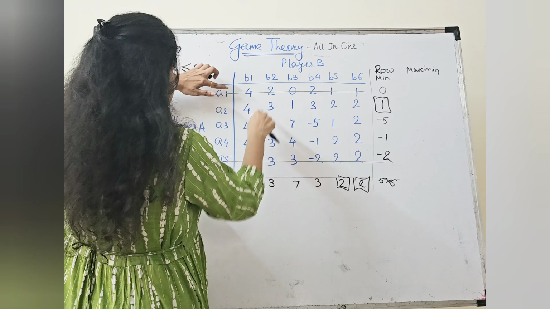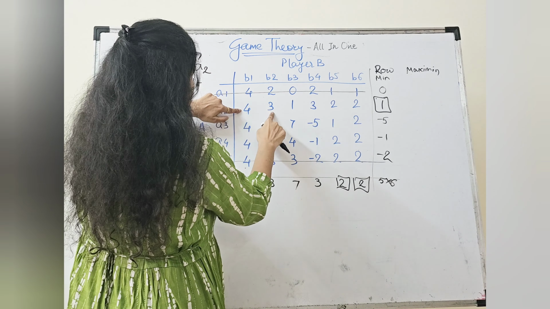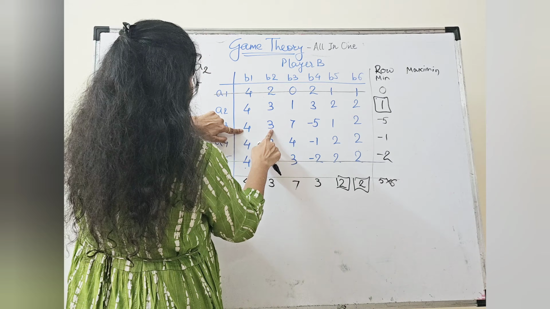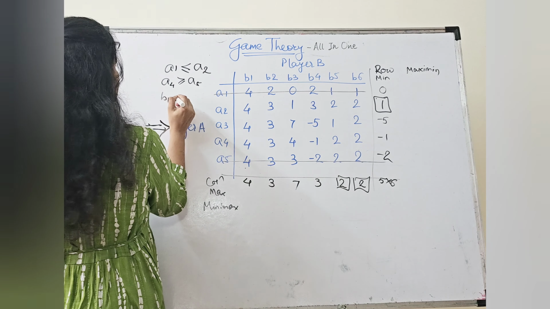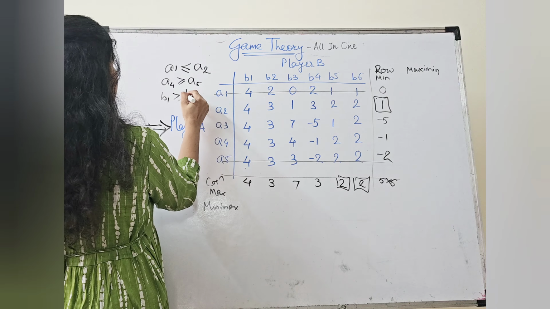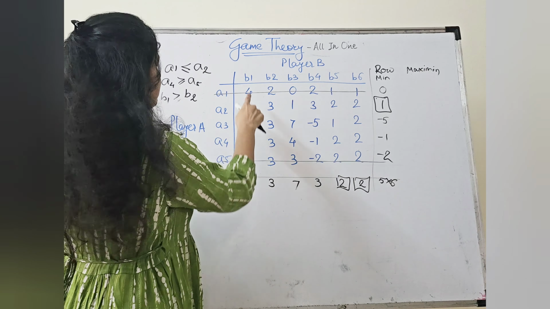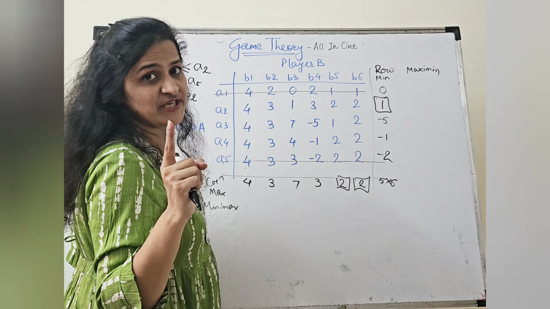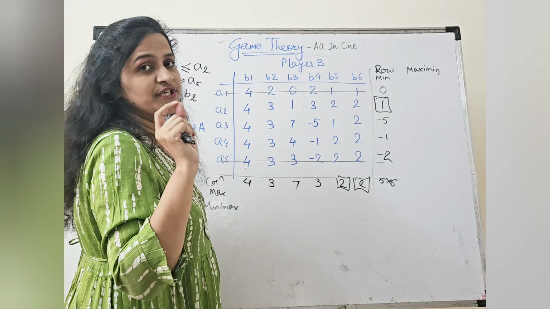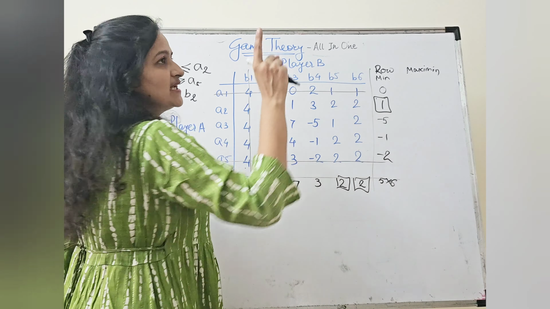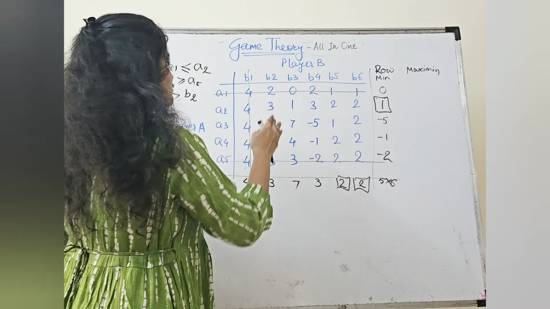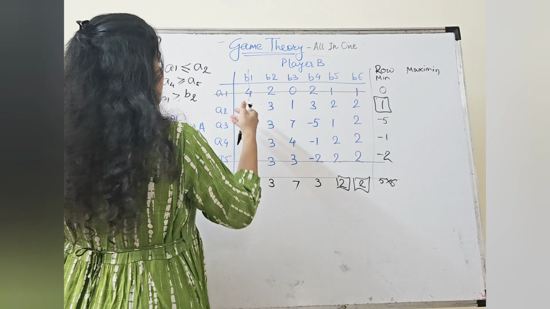You will compare this B1 with B2. So this is smaller, this is smaller, and this is smaller. Yes, easy. So in this case, what happened? B1 is always greater than, not even equal, B1 is always greater than B2. So whatever is greater, as I mentioned, you need to delete that when it comes to column. Why? Because B is minimizing player. Yes, so you will keep the minimum values there. Okay, now that is gone.